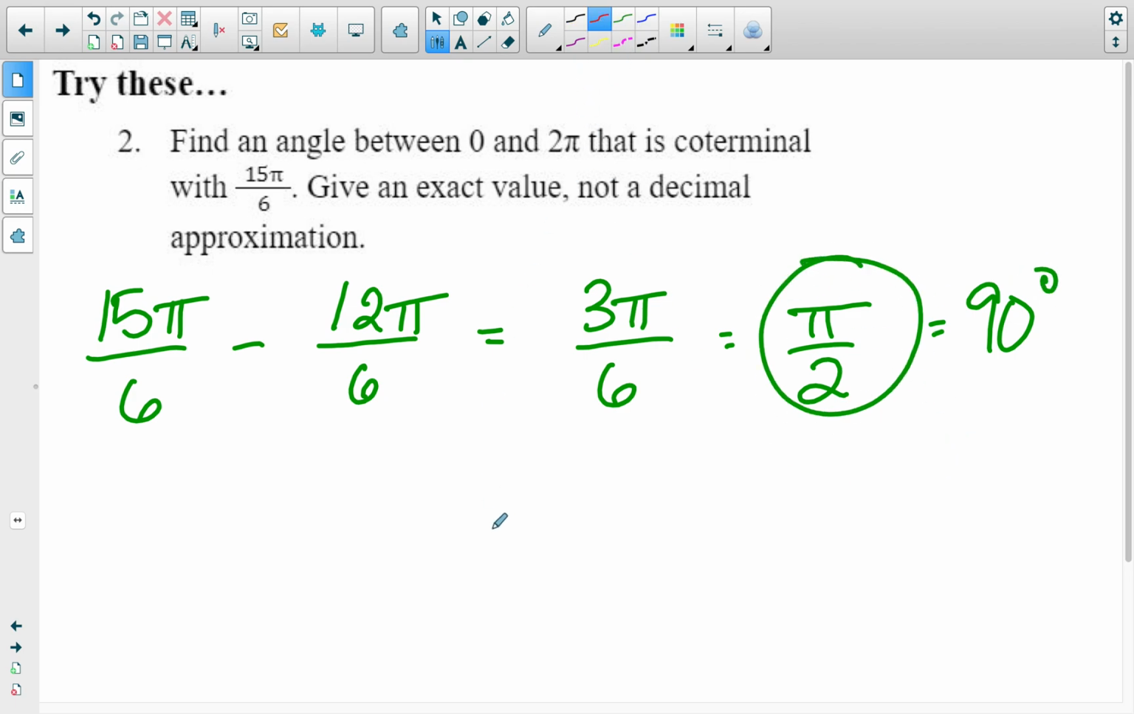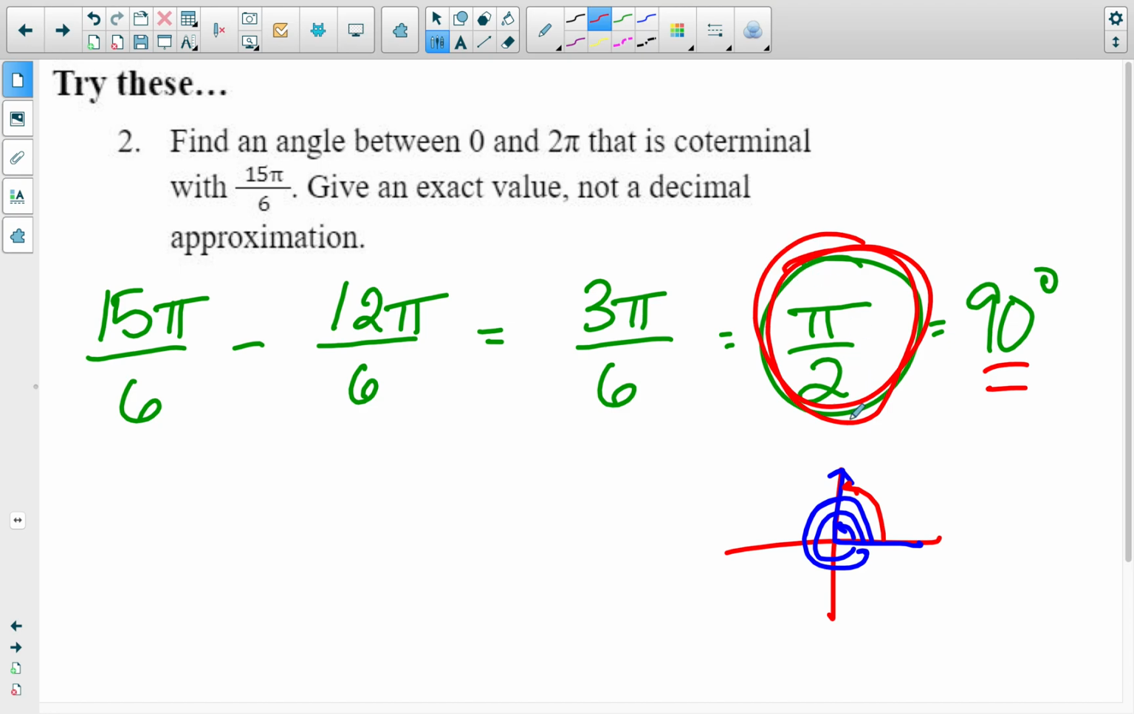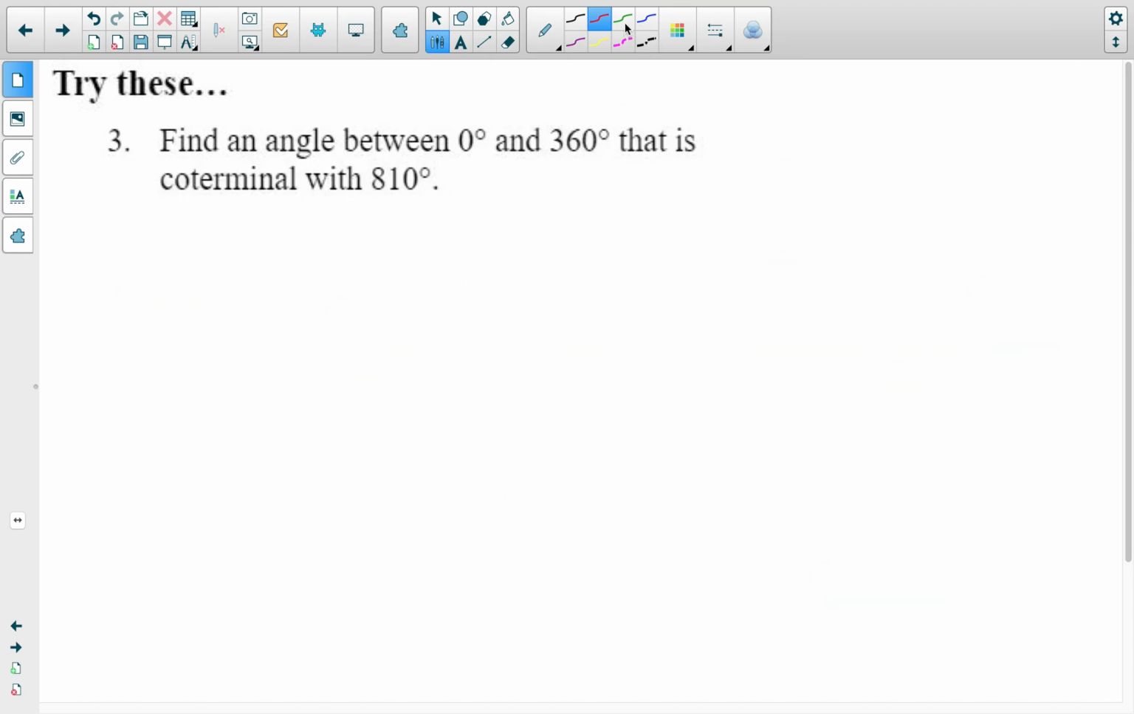Thinking about what this means, 15 pi over 6 is like an angle that goes like this, and then again, and then up, and then up. Or we could just go up once and have this angle that's 90 degrees. But your answer, this is all I really need from you, is pi over 2. You don't need this picture or anything else. I just want to give it to you to help you understand.